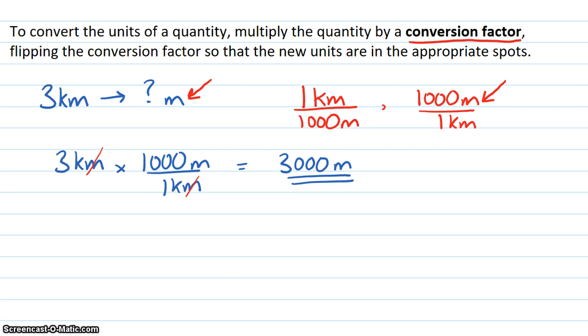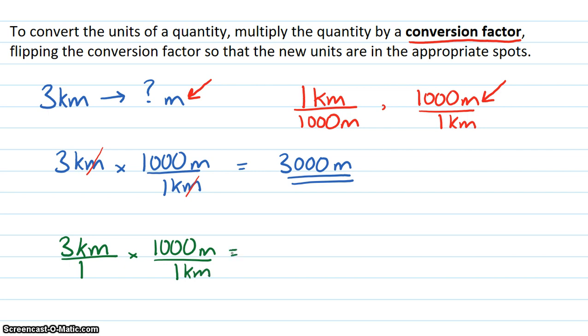Now, to watch what I did there with the canceling out of units really slowly, I'm going to do it really step by step. We have our 3 kilometers, which is the same thing as 3 kilometers over 1. We multiply it by 1,000 meters divided by 1 kilometer. That was our conversion factor.